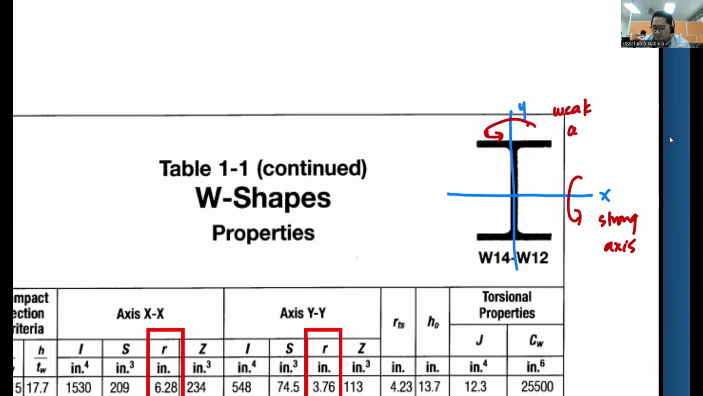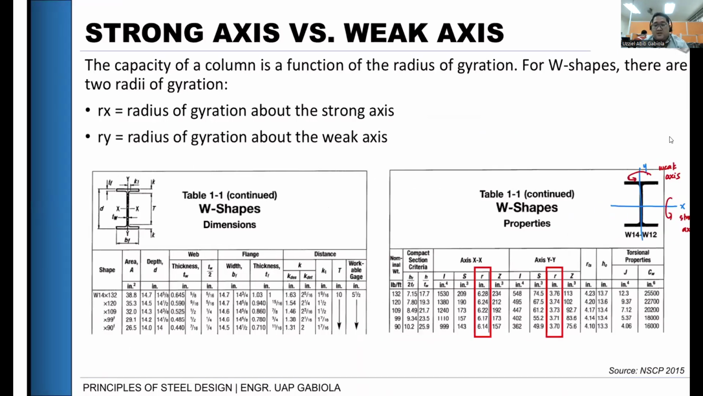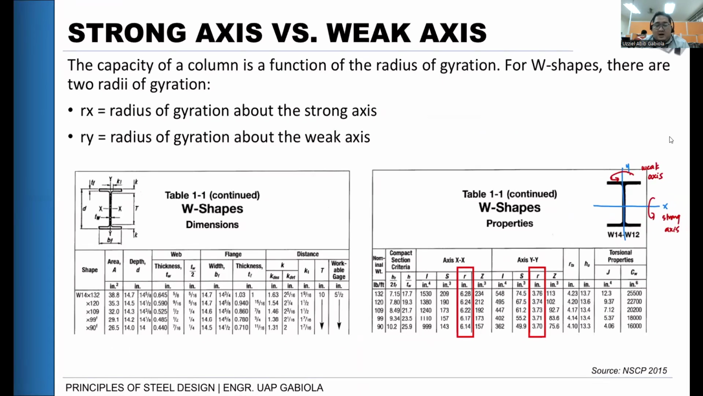Okay? So, mahalaga yan kasi pagkuha nung ating KL/R, meron tayong value ng radius of gyration. And for the wide flange, may dalawa po tayong value, Rx at Ry. Si Rx is about the strong axis, and si Ry is about the weak axis. Pero for W shape, lagi pong si Rx yung mas malaki ang value. Okay? Pero it doesn't mean na laging mag-govern yung mas malaki, yung strong axis. So, we need to verify.